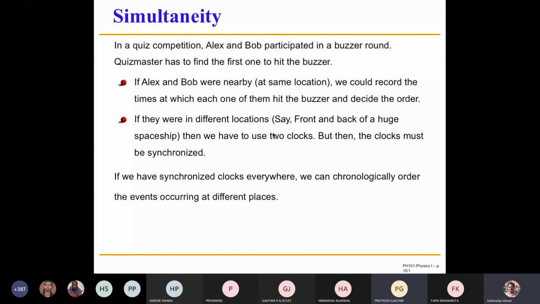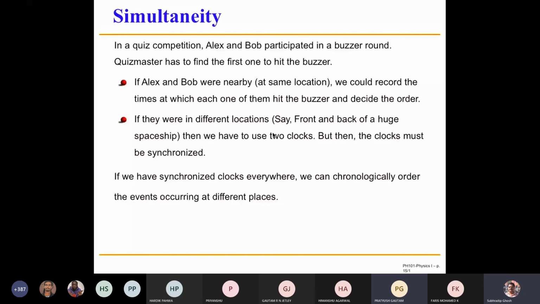Okay. For example, here, what you see in the slide, there is a quiz competition and there are two participants, Alex and Bob. They have to press the buzzer. It's a rapid fire round. Whosoever presses the buzzer first will be the winner. Now the quiz master has to find the first one to hit the buzzer.